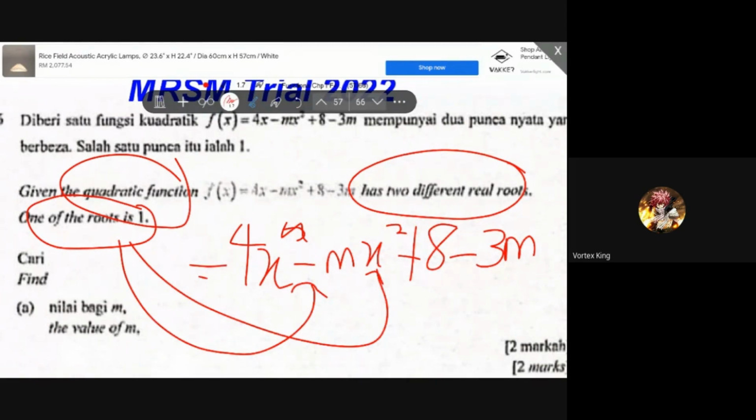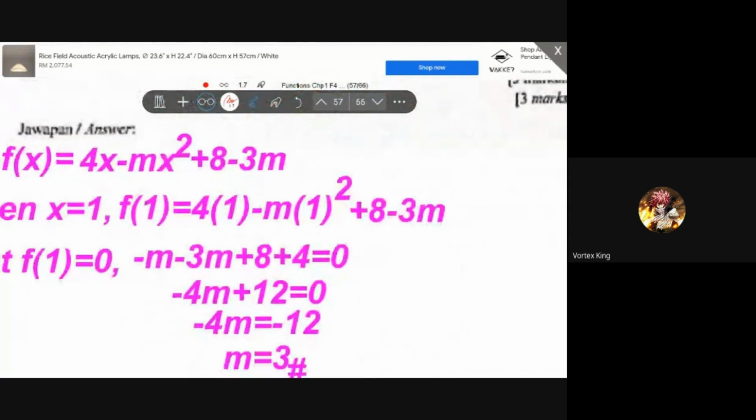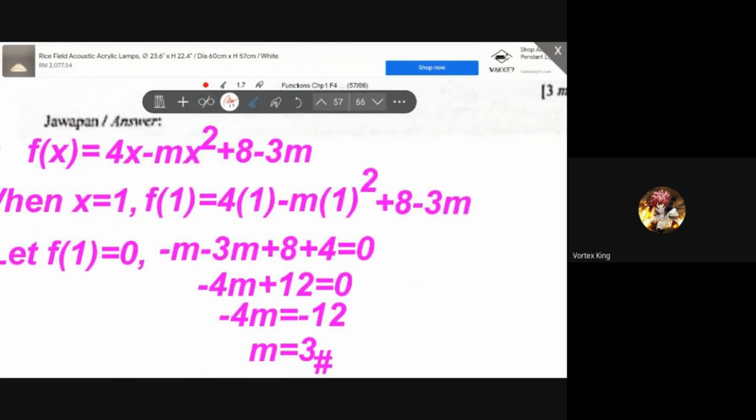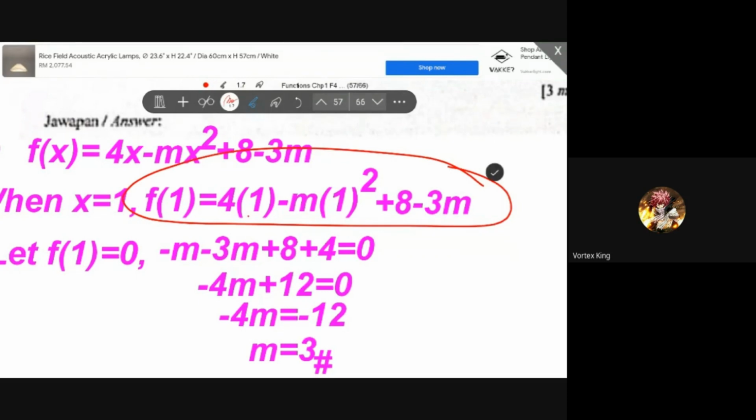Sebab yang ni kamu akan samakan dengan kosong, because roots are on the x-axis. Means it's the x-intercept, pintasan x, y sama dengan kosong. That's why sama dengan kosong kat sini. So how you solve is like this. When x is 1, kamu kena ganti. Tunjuk juga step ni. Show this step. So from here, you must simplify. So 4 minus m square plus 8 minus 3m. So you will get like this. Okay, understand this one? So you equal 0, you will get m is 3.